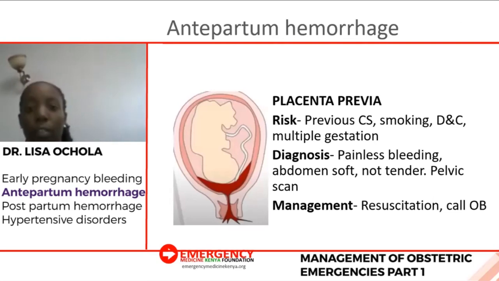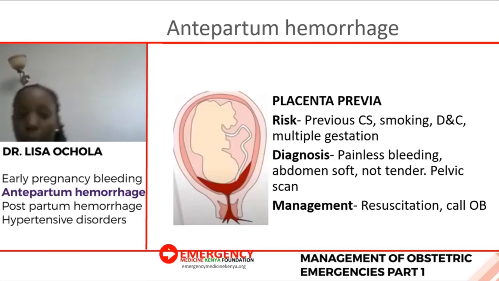And the risk factors for that are if someone has had previous cesareans or previous instrumentation of the uterus, for example dilatation and curettage, if they have multiple gestation, or even smoking is a factor. And when you examine these patients and diagnose them, usually the bleeding is painless, so it's not painful bleeding.